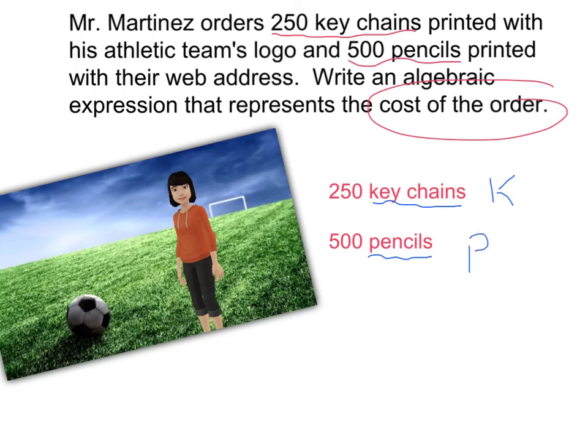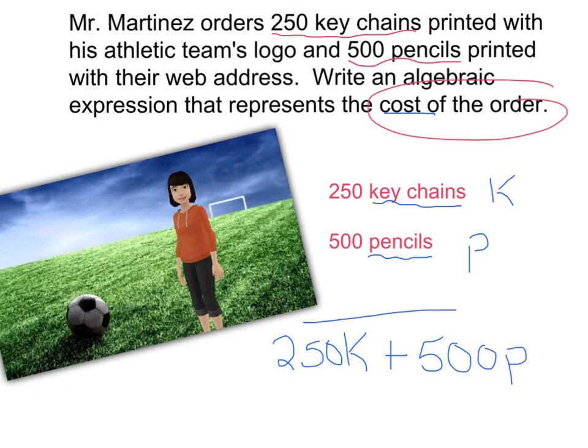So we have to think about an expression that represents the cost of the entire order. Well, all you have to do, we have 250 keychains multiplied by the price of each keychain, and then we're adding it to 500 pencils multiplied by the price of each pencil. And here we have an algebraic expression that represents the cost of the entire order.